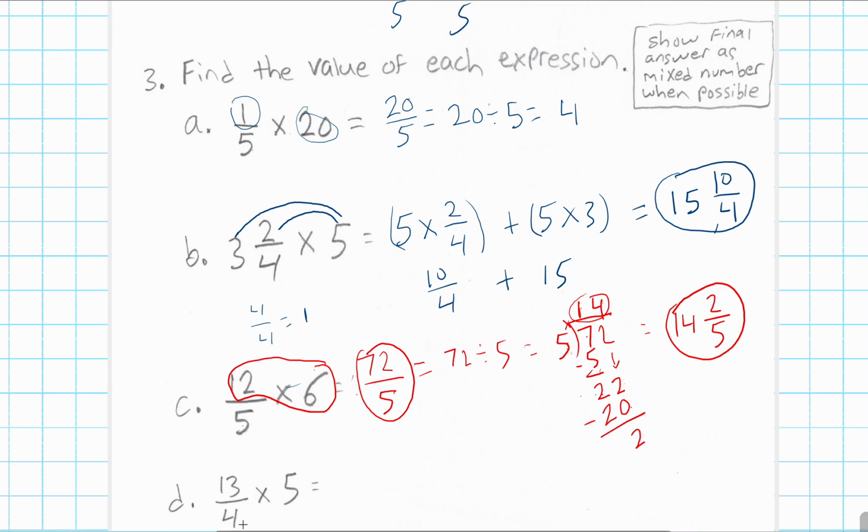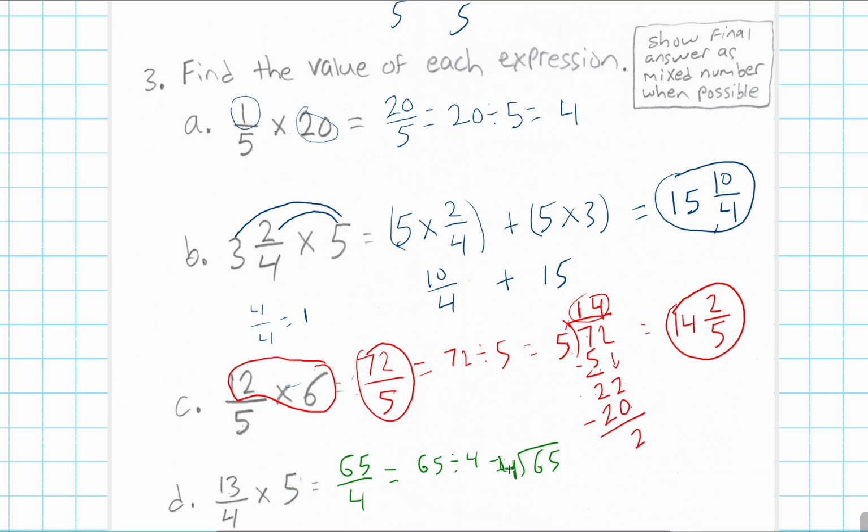Here we have 13 fourths times 5. So we're just going to multiply this whole number by this numerator, and we're going to keep our denominator. So 13 times 5 is going to be 65 fourths. And again, we're going to use the same method. 65 fourths just means 65 divided by 4. And we're going to go ahead and do this division. So 65 divided by 4.